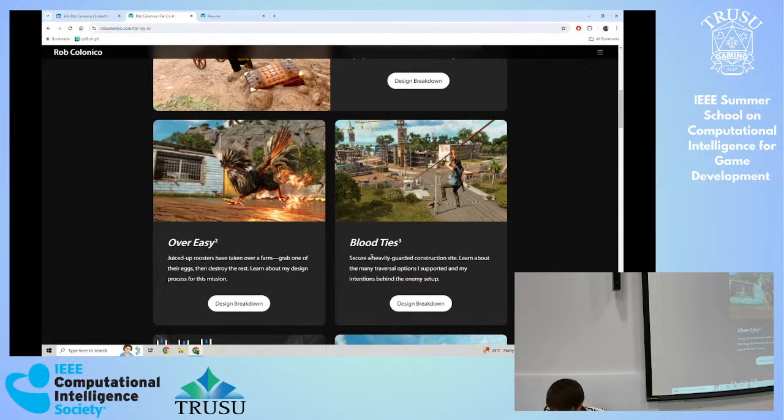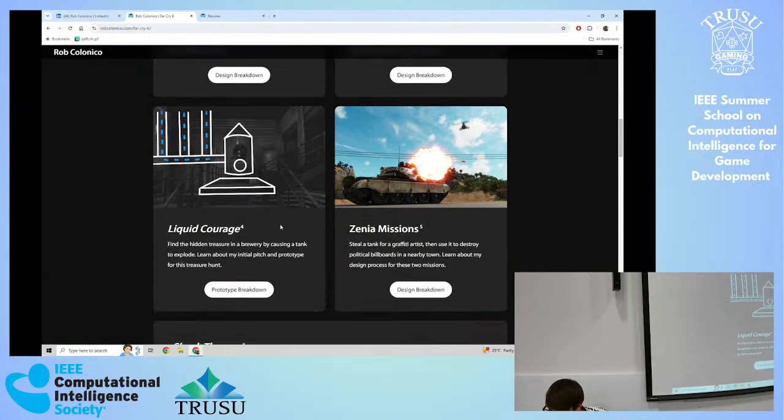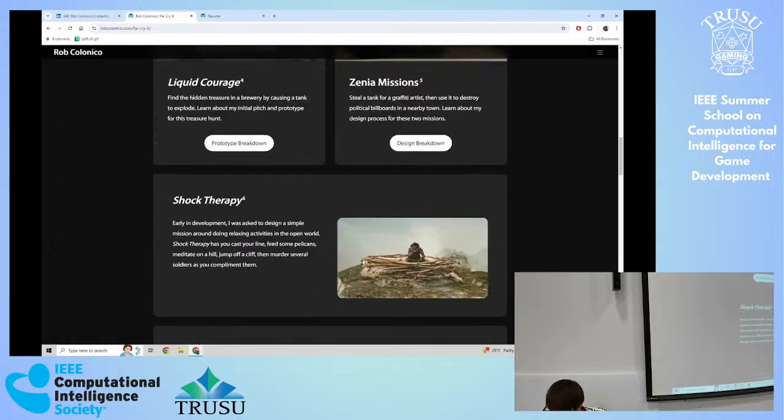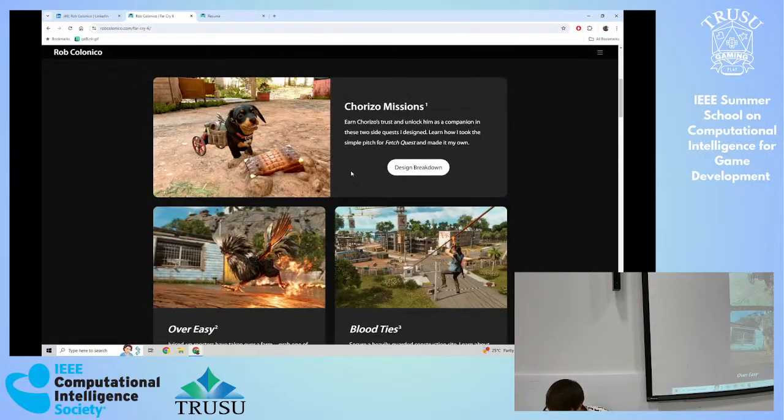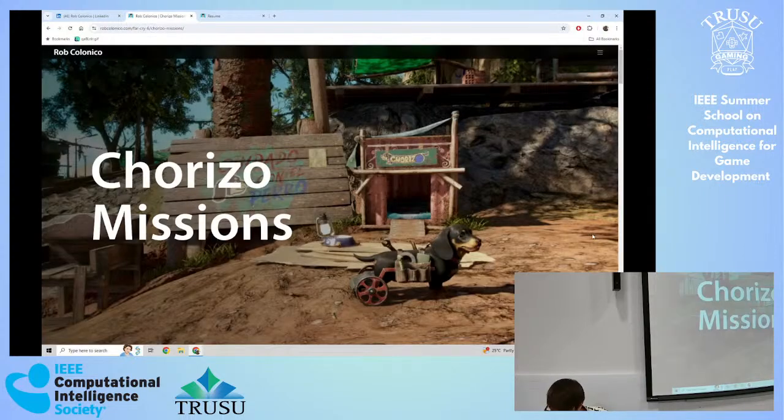Okay, cool. Over Easy Blood. Okay, he did quite a few missions. Liquid Courage. Okay, so he's a pretty good mission designer then. Okay, he's done quite a lot. Oh, I'd like to know more about the Trader. That dog is cute. I'd love to know more about it.